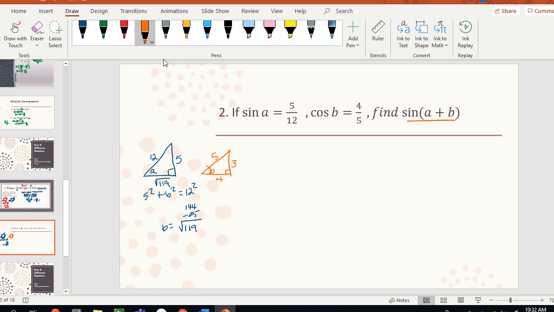So this time to find sine of A plus B, I have sine A cosine B plus cosine A sine B. So my sine of A is 5/12.